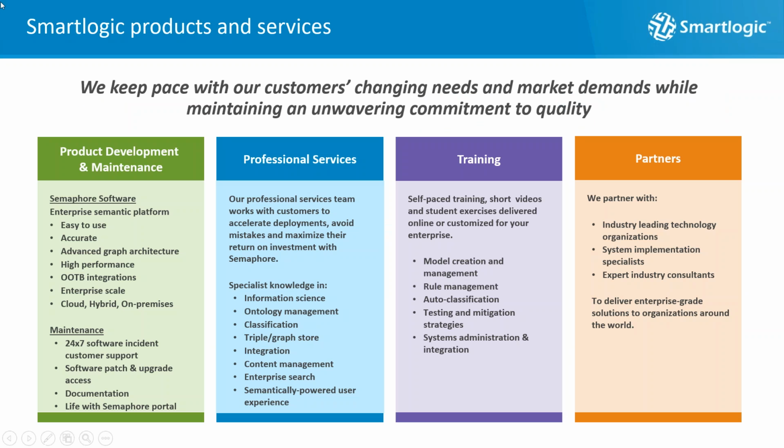And it wouldn't be complete unless we talked about our products and services. On the product side, we offer product development and maintenance, and this is kind of what we're talking about today: the cloud, the hybrid, on-premise. We offer maintenance, 24/7 software incident support, patch and upgrade, documentation, and our Life with Semaphore portal. We also offer professional services, and our professional services team works with our customers to accelerate deployments and to help you maximize the return on investment. They're knowledgeable in ontology management, classification, content management, graph store, and enterprise search.